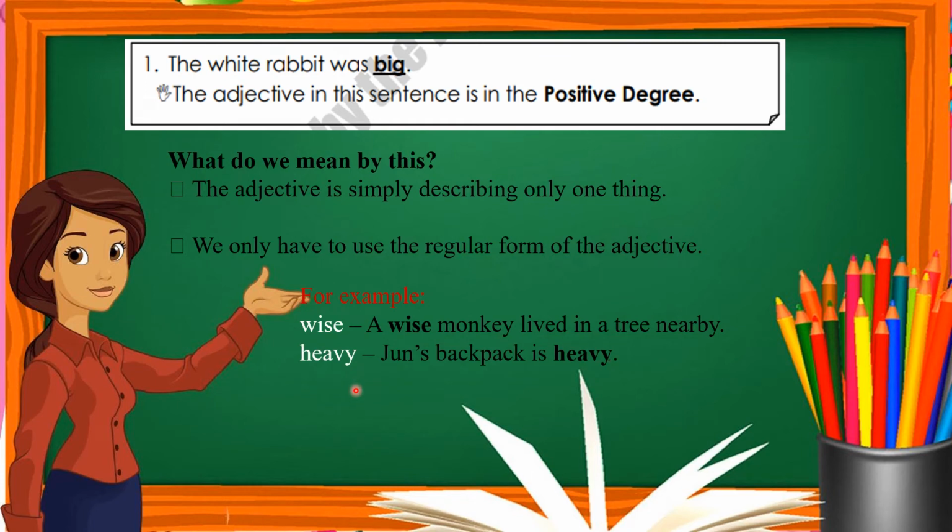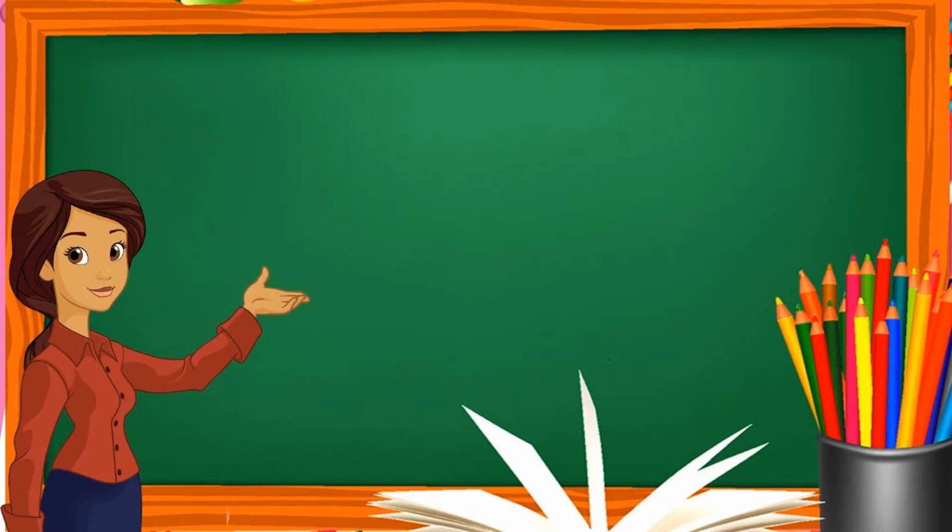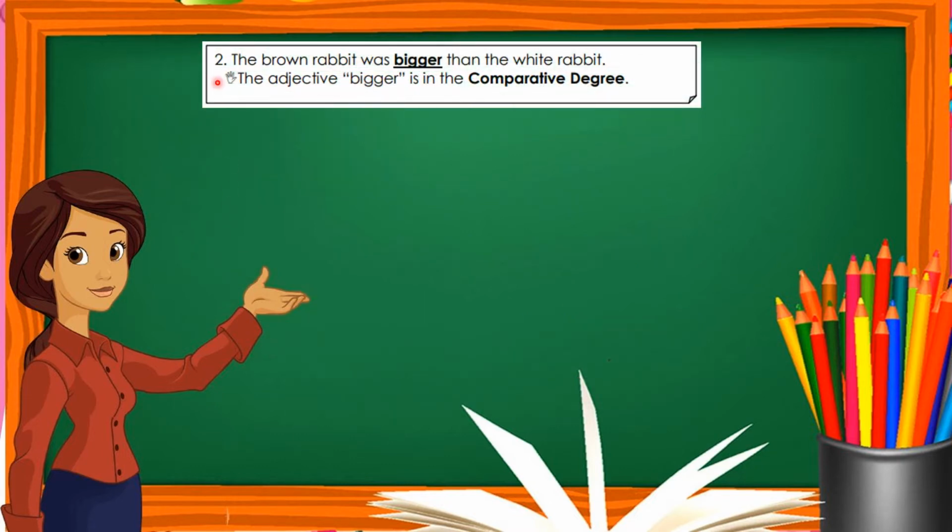Okay, heavy. John's backpack is heavy. Another one, interesting. Playing video games is interesting. And difficult. Swimming is a difficult exercise. Okay? When we say positive degree, we are just describing one thing, one person, one place, one event. Talking about one, that is the positive degree of adjective. Okay, very good.